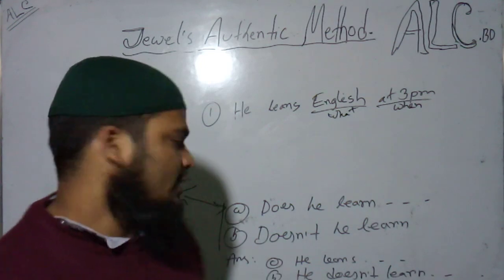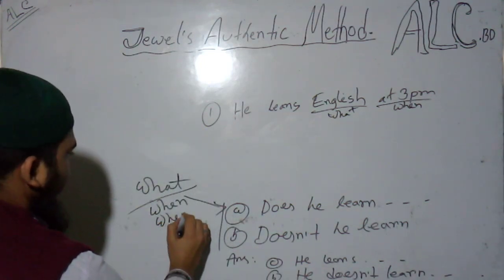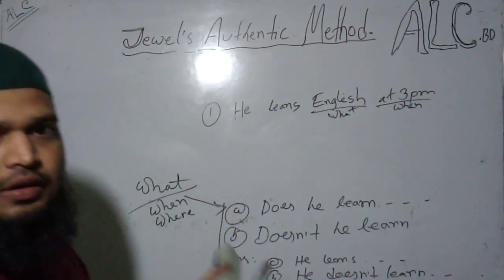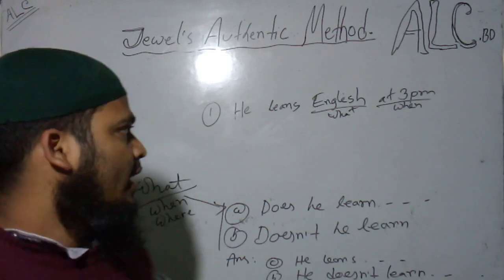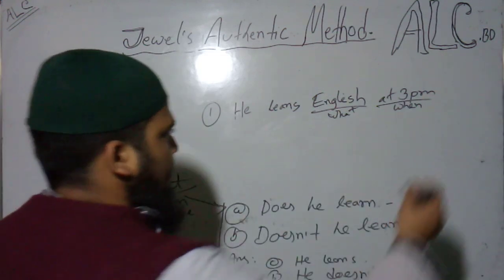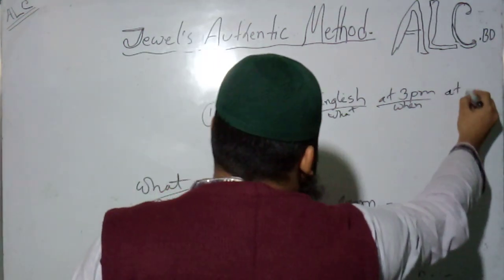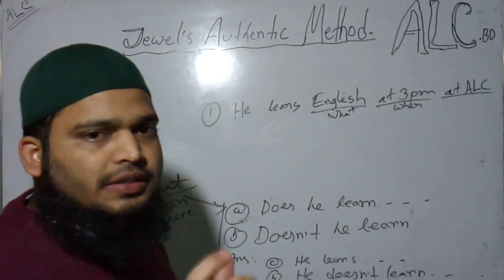Suppose now I'll ask the questions using where. Where does he learn English? So your answer will be a place, giving the same answer. He learns English at 3 p.m. at ALC. Suppose this is a place. ALC means Authentic Learning Center.